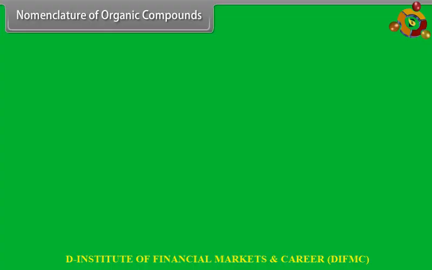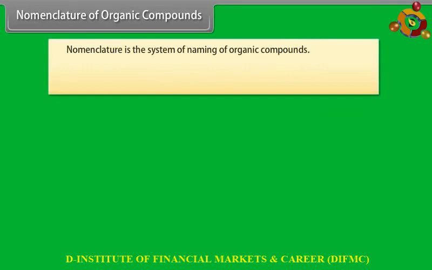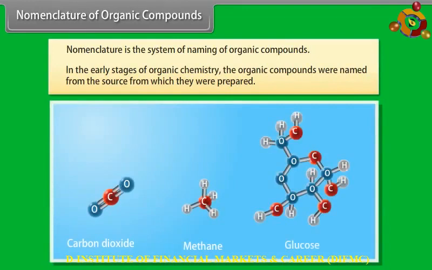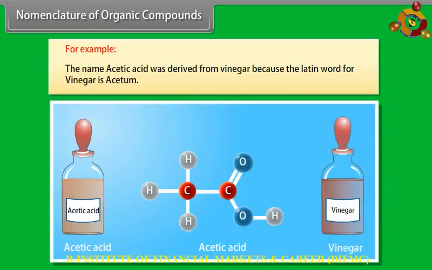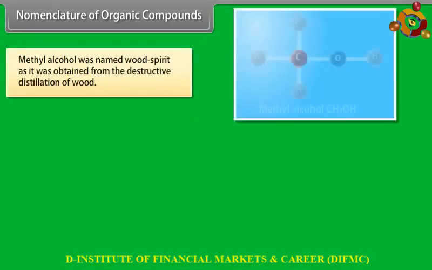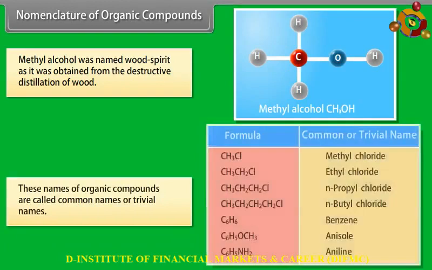Nomenclature of organic compounds. Nomenclature is the system of naming of organic compounds. In the early stages of organic chemistry, the organic compounds were named from the source from which they were prepared. For example, the name acetic acid was derived from vinegar because the Latin word for vinegar is acetum. Methyl alcohol was named wood spirit as it was obtained from the destructive distillation of wood. These names of organic compounds are called common names or trivial names.